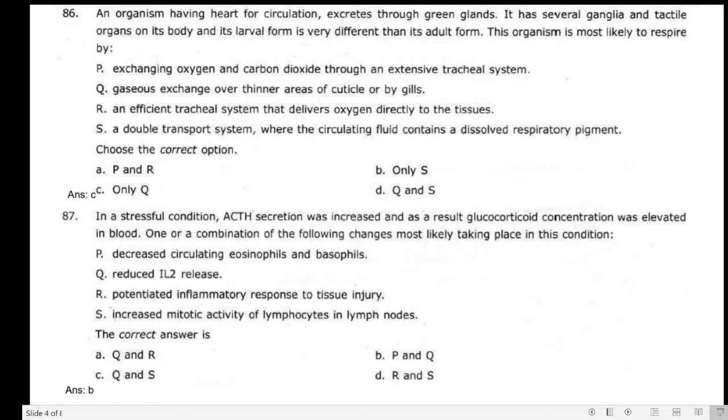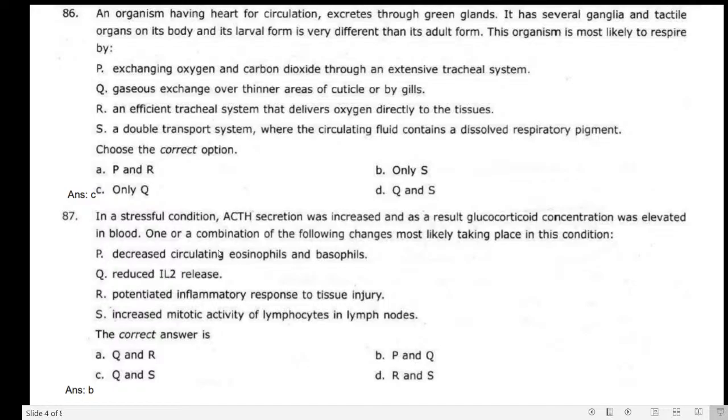Next question, number 87: in a stressful condition, ACTH secretion was increased, and as a result the glucocorticoid concentration in the blood was elevated. They measured the glucose concentration of the blood. One or a combination of the following changes is most likely to take place in this condition. They are asking for the most likely condition. So the statement is a stressful condition, that is the one thing.